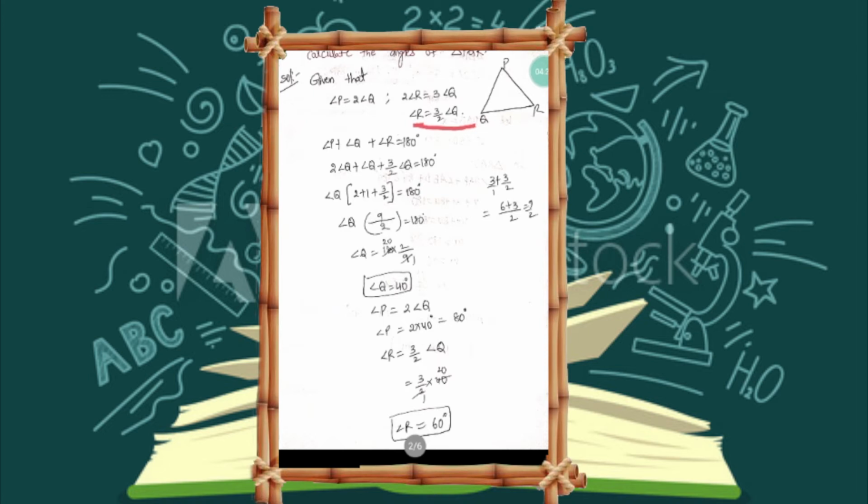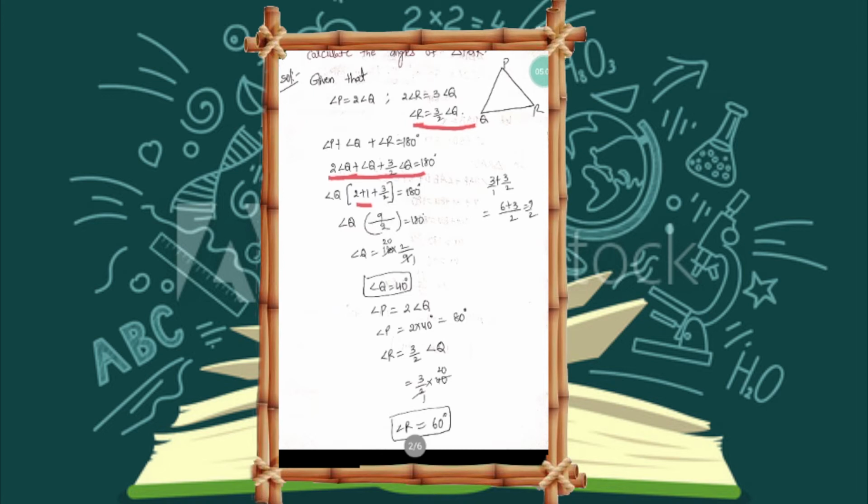See here, angle P plus angle Q plus angle R is 180 degrees. Why? Because the sum of three interior angles is equal to 180 degrees. Angle P means 2 into angle Q. Angle Q, I can write as it is. Angle R means 3 by 2 into angle Q, equal to 180 degrees. In these three terms, angle Q is common. So I can write angle Q common: 2 plus 1 plus 3 by 2. 2 plus 1 is 3. 3 plus 3 by 2, by taking LCM 2, 6 plus 3 is equal to 9. 9 by 2. Angle Q into 9 by 2 is equal to 180.